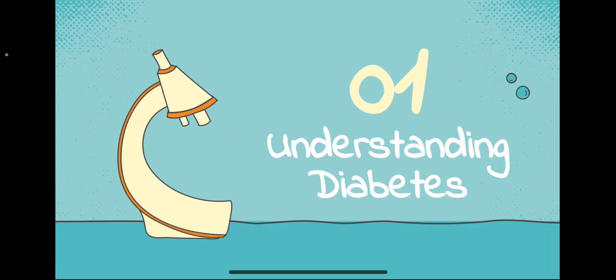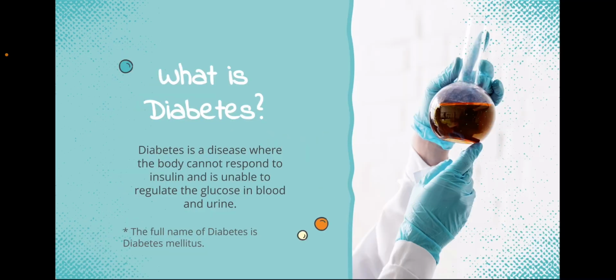So first, we will be talking about understanding diabetes. What exactly is diabetes? Diabetes is a disease where the body cannot respond to insulin and is unable to regulate the glucose in the blood and urine. The full name of diabetes is diabetes mellitus.